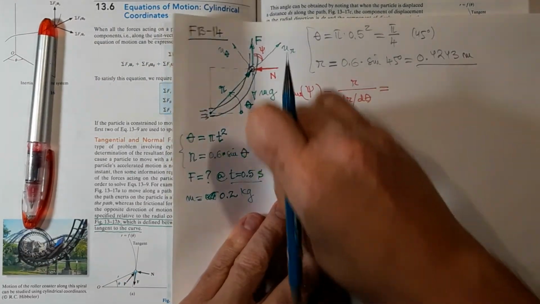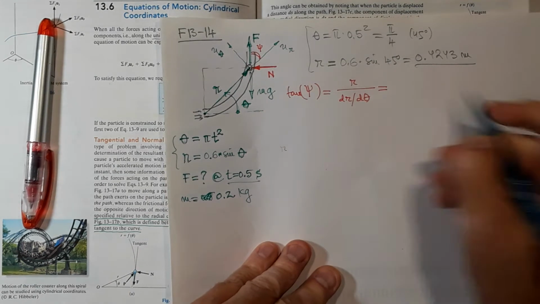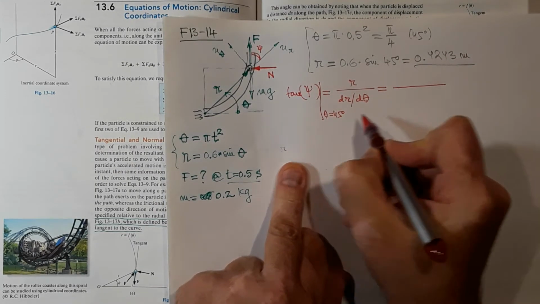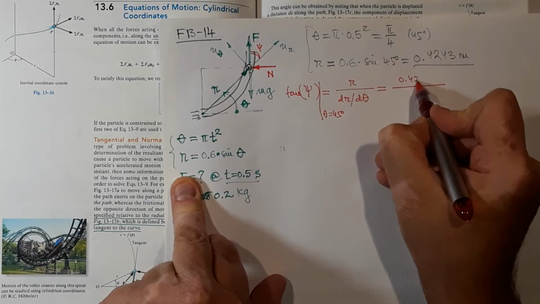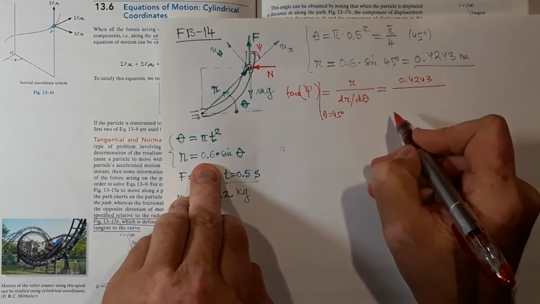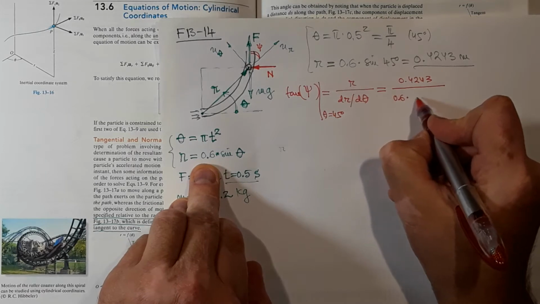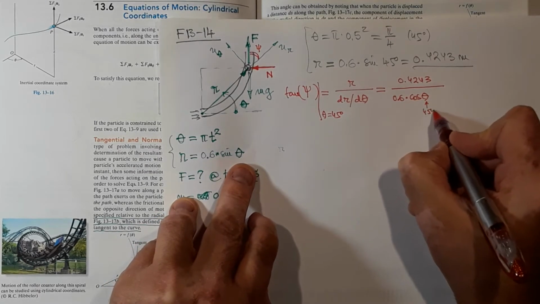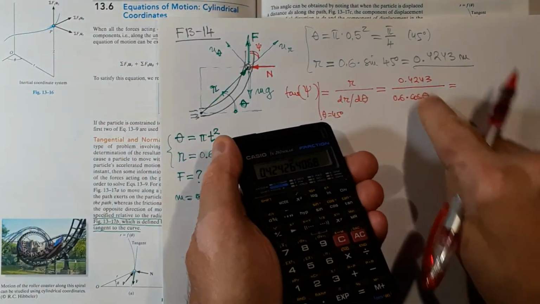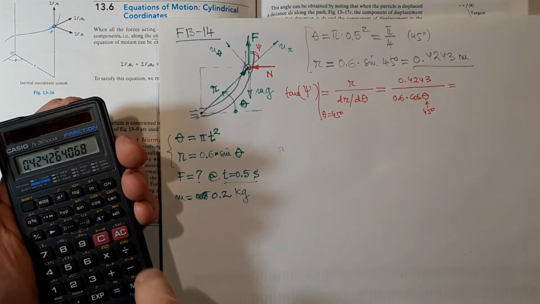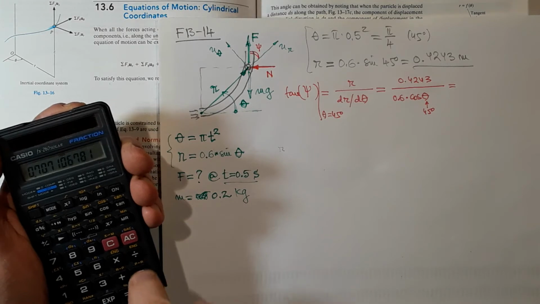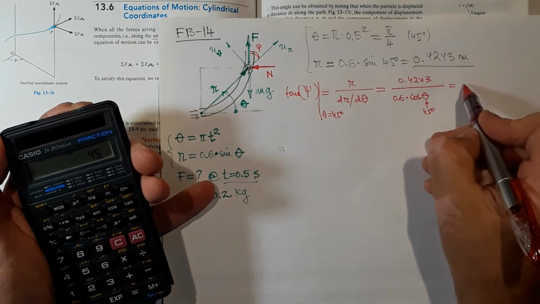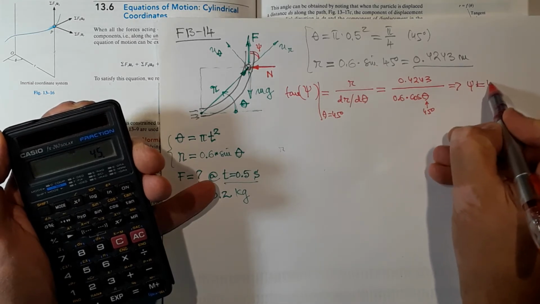So I have r, and this is for theta equals 45 degrees. I have r at 45 degrees equal to 0.4243, and dr over d theta is going to be 0.6 times cosine theta at 45 degrees. Let's see what this is equal to. I still have 0.4243 on the calculator, divided by 0.6 times cosine 45, and take the arctangent, and it's 45 degrees. So phi equals 45 degrees.